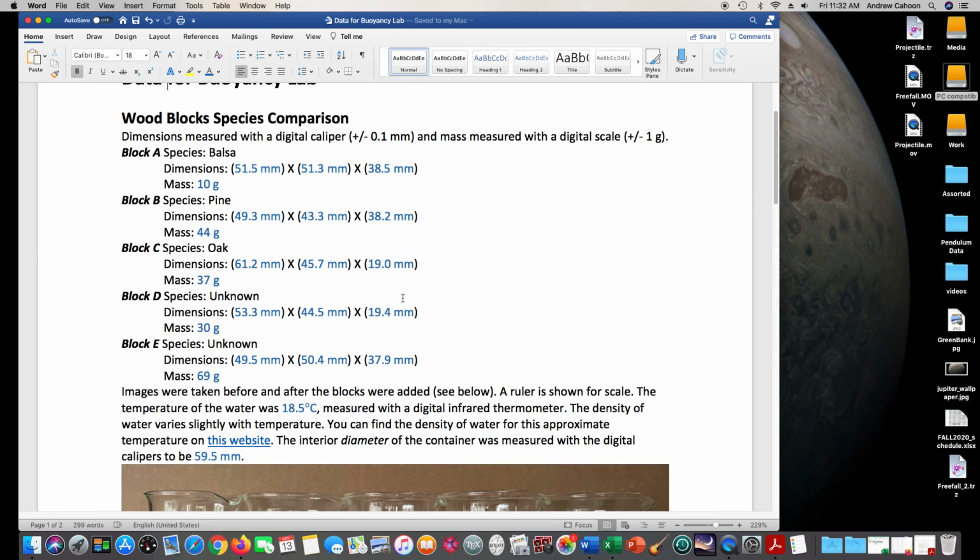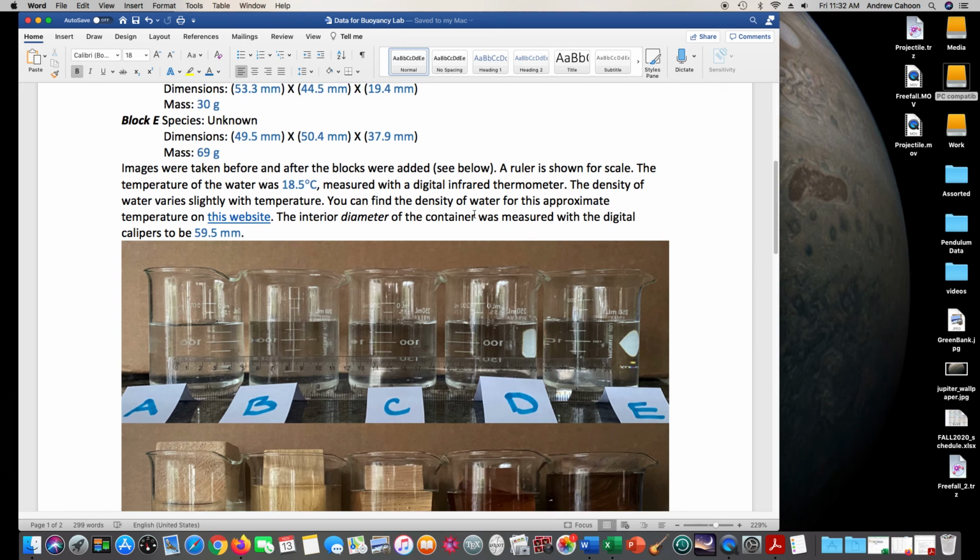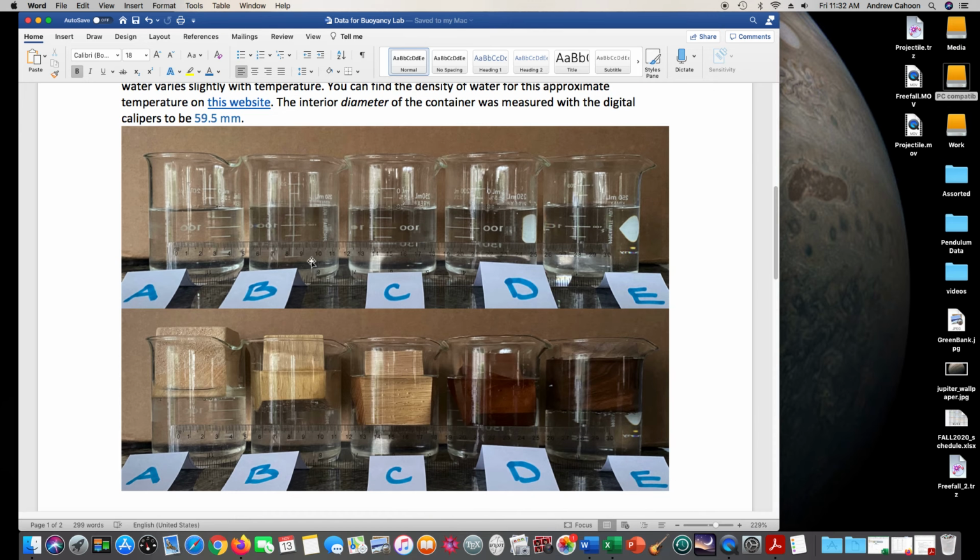The before and after pictures are here. So this is before the blocks are added and after the blocks are added, and you can see that they float to different degrees depending on species. By comparing the water level before and after, you can see a height change and then use that to calculate a volume change. The volume change is the volume of water that has been displaced by the block.